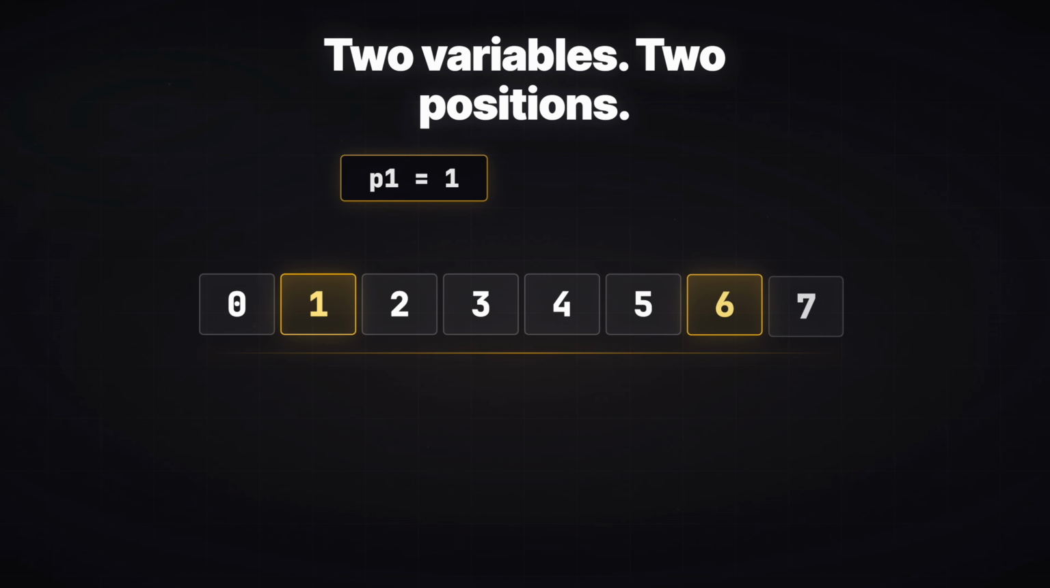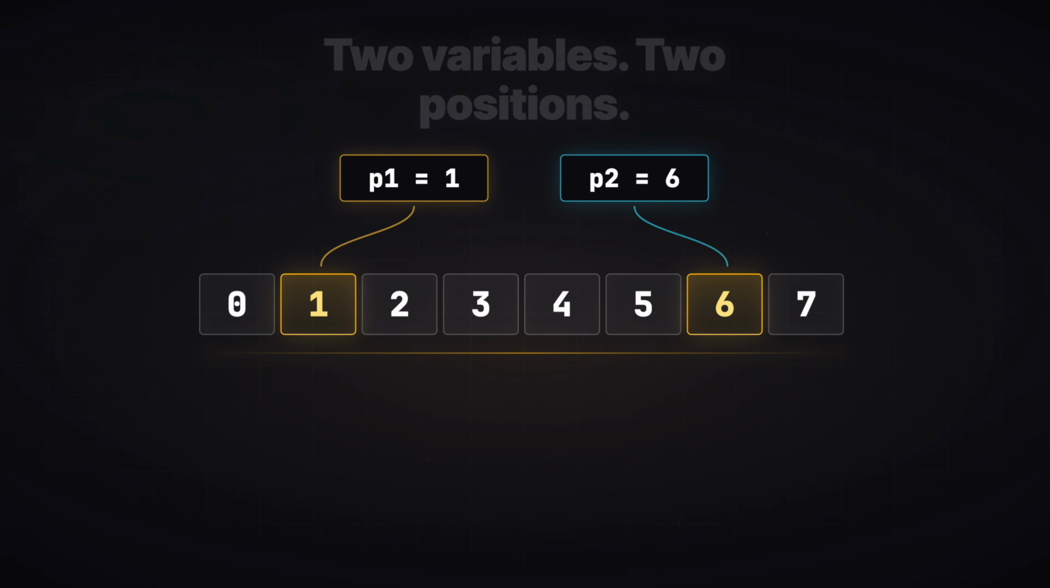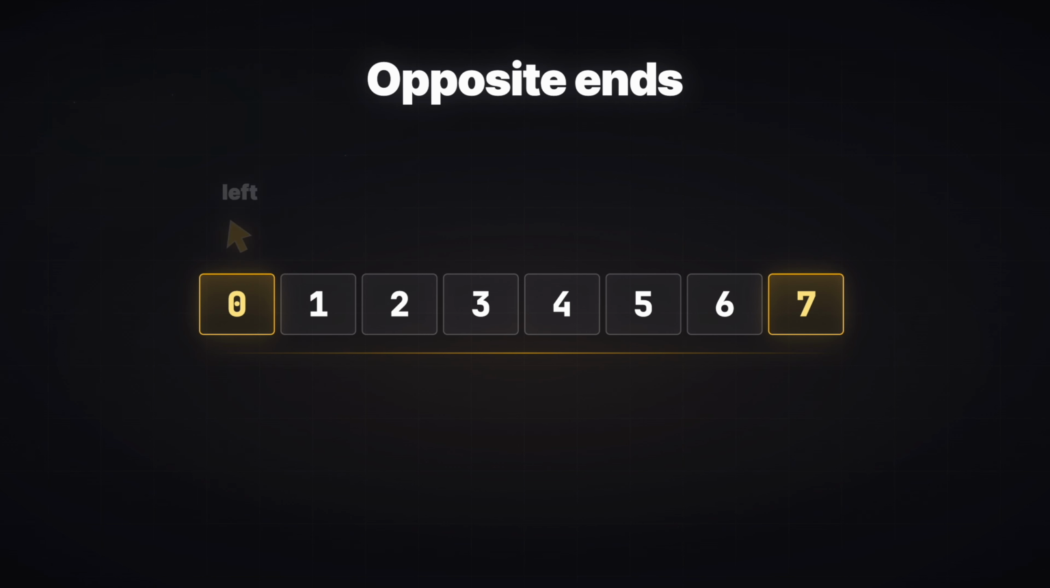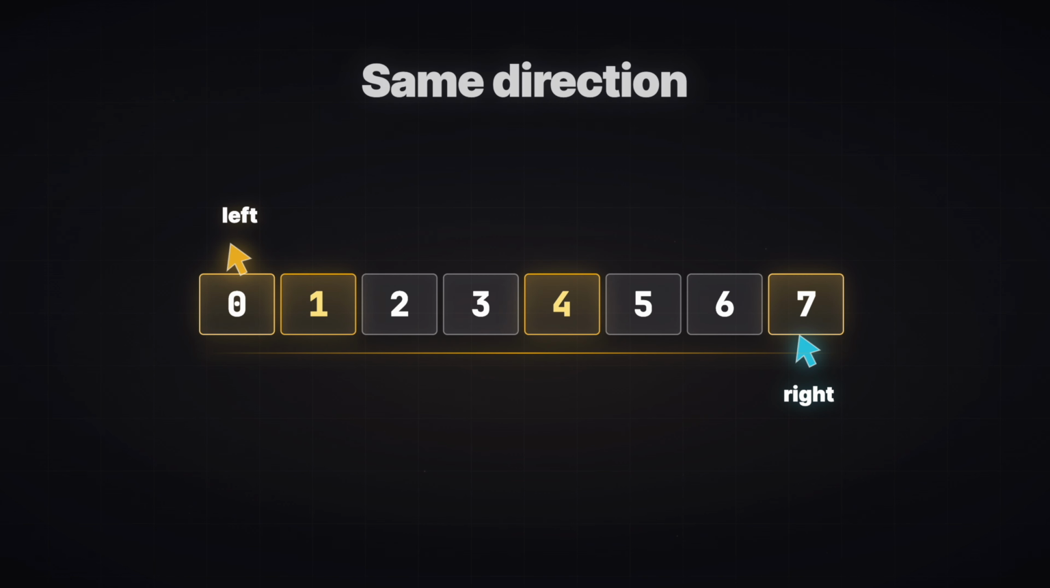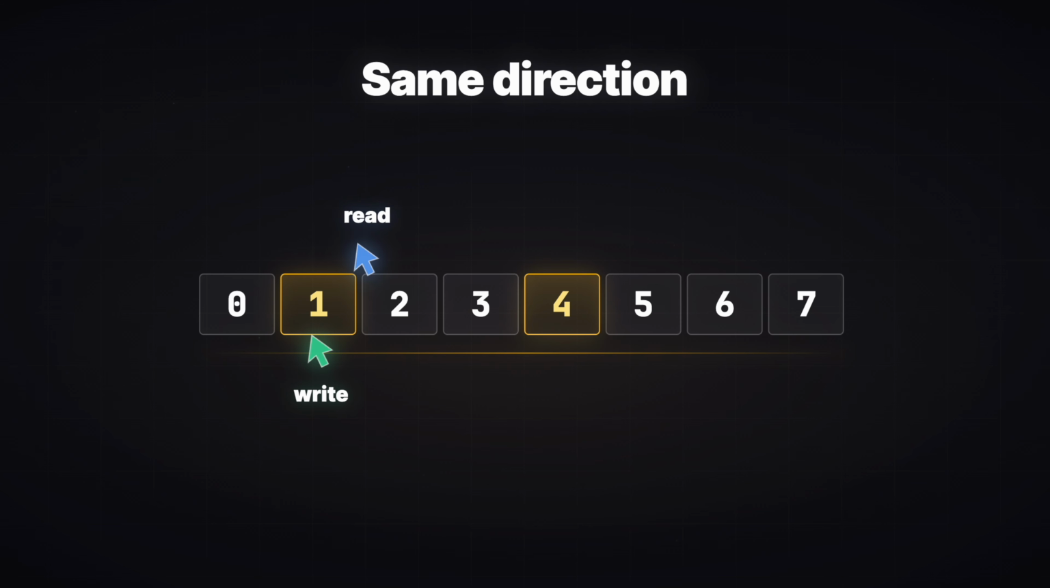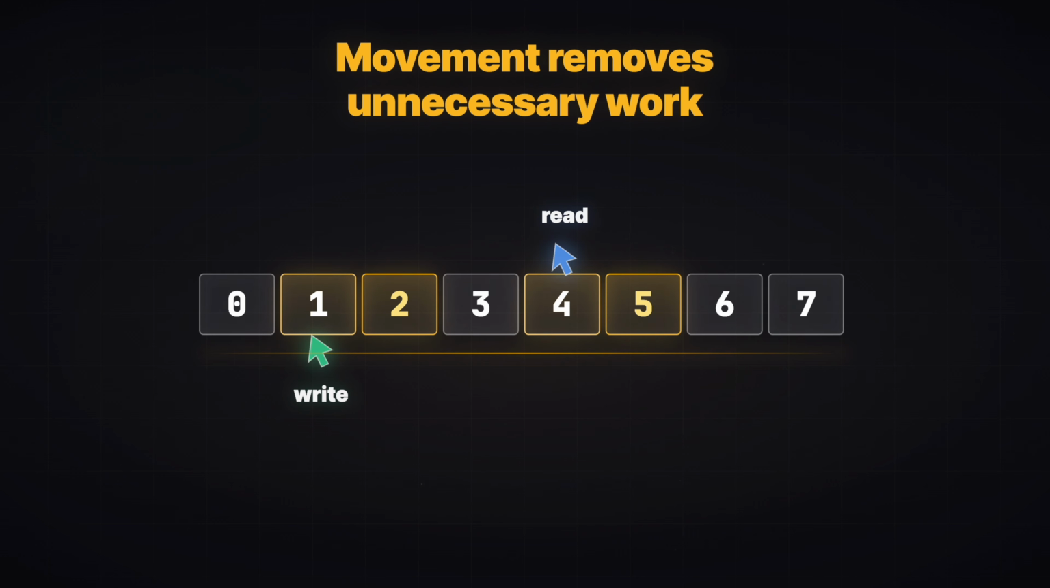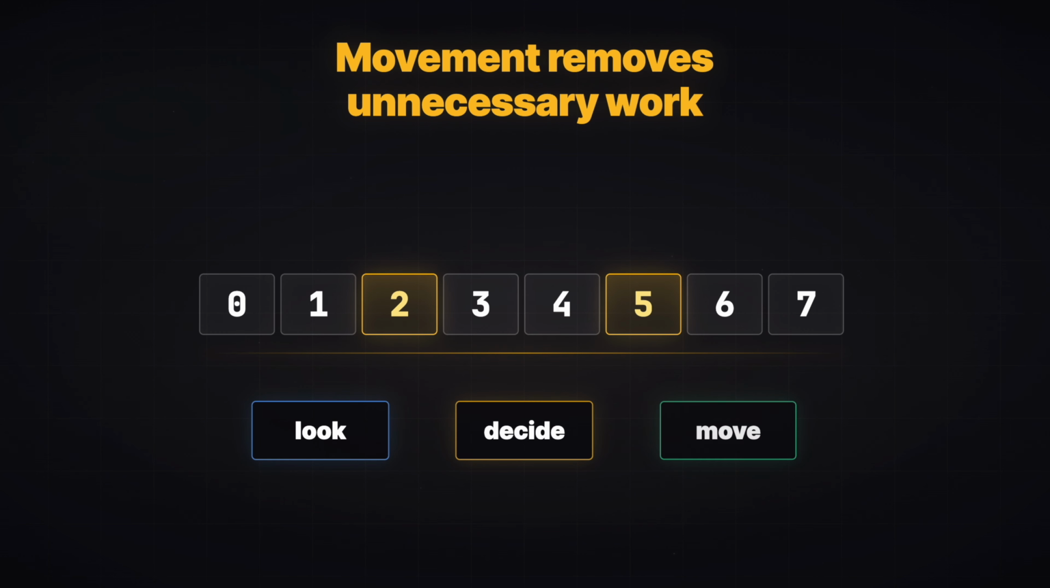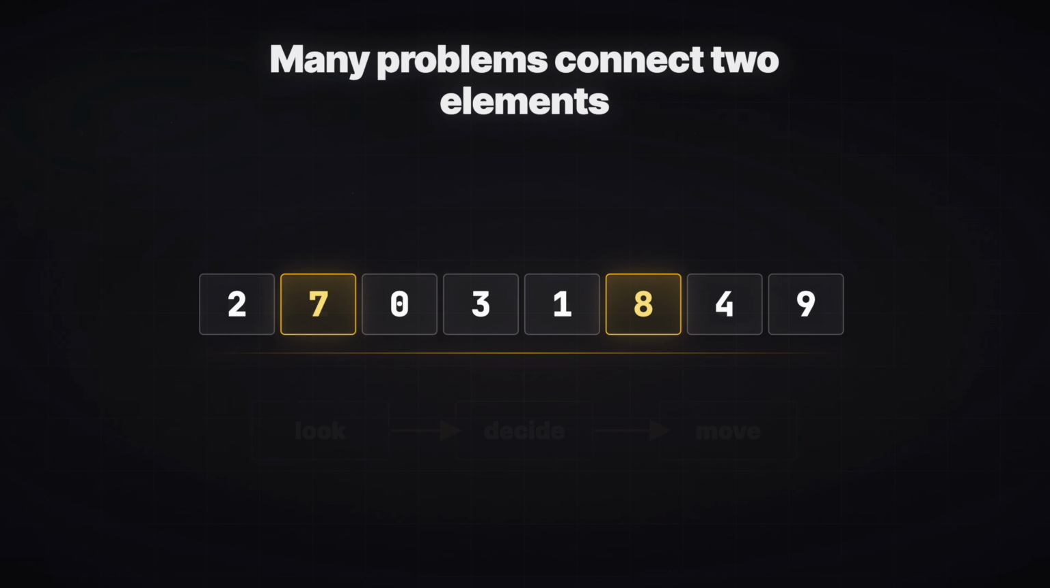The two pointers technique means we use two variables to track two positions in a data structure. Usually, these positions are indexes in an array or string. For example, one pointer may start at the beginning. Another pointer may start at the end. Or both pointers may start from the same side and move forward. The important idea is not just having two pointers. The important idea is how we move them. Each movement should help us remove unnecessary work. Instead of checking every possible combination, we use the structure of the data to move intelligently.